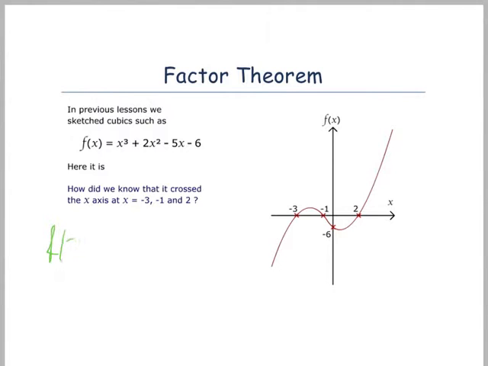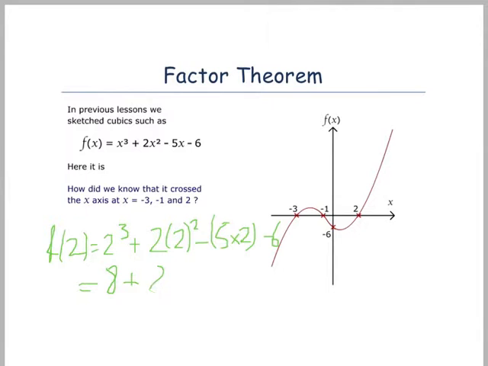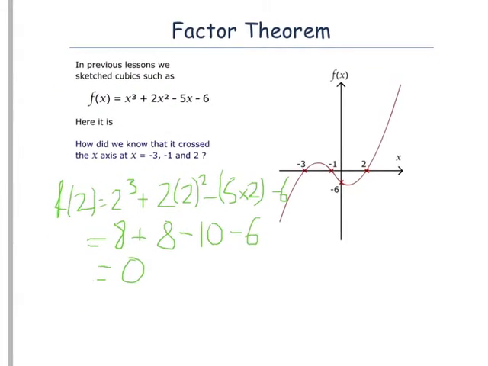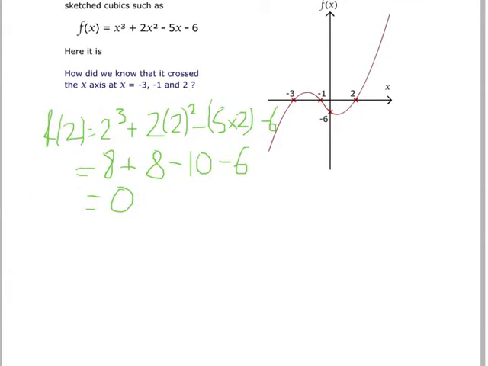So if we put 2 in first, 2 cubed plus 2 times 2 squared minus 5 times 2 minus 6, well that should be equal to 0. Well, 2 cubed is 8, so that should be a plus not a minus. 2 squared is 4 times 2 is 8, 5 times 2 is 10, minus 6, which if you do that, you do indeed get the value of 0. So 2 is definitely one of the places where our curve crosses the x-axis, because the f(x) is equal to 0. Or in some cases it might be the y value is equal to 0.